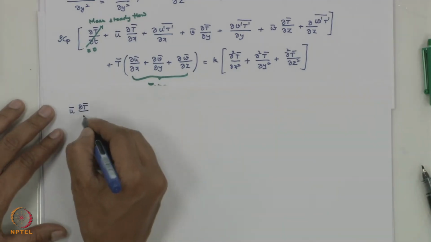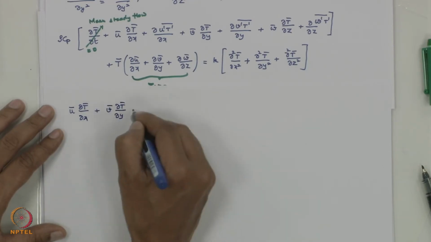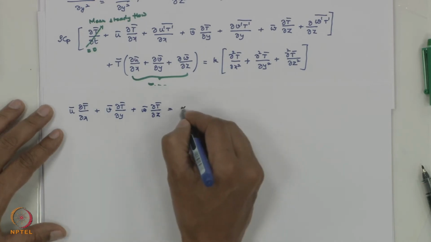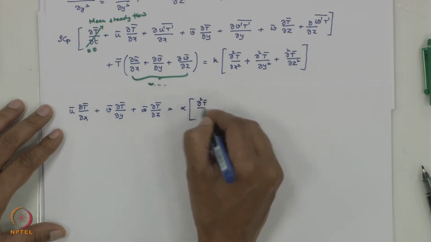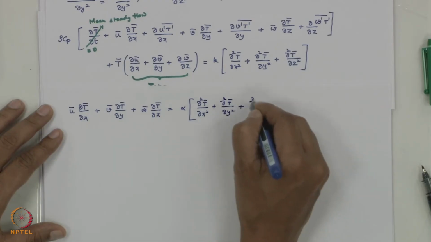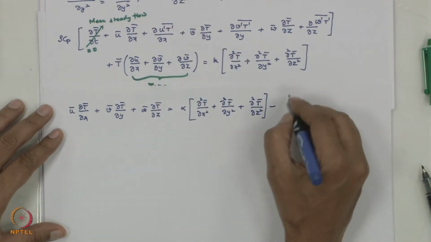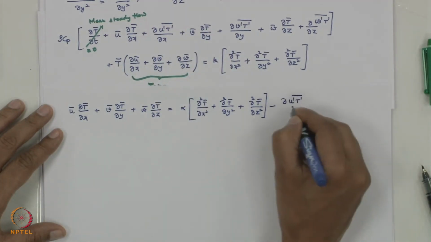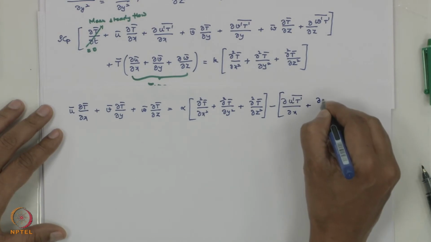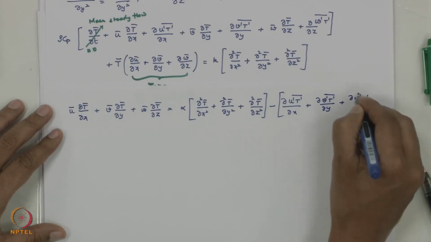So I get Ū ∂T̄/∂x plus V̄ ∂T̄/∂y plus W̄ ∂T̄/∂z is equal to α times ∂²T̄/∂x² plus ∂²T̄/∂y² plus ∂²T̄/∂z², minus, because I am pushing this to the right hand side, if I take minus as common, ∂(U'T')bar/∂x plus ∂(V'T')bar/∂y plus ∂(W'T')bar/∂z.